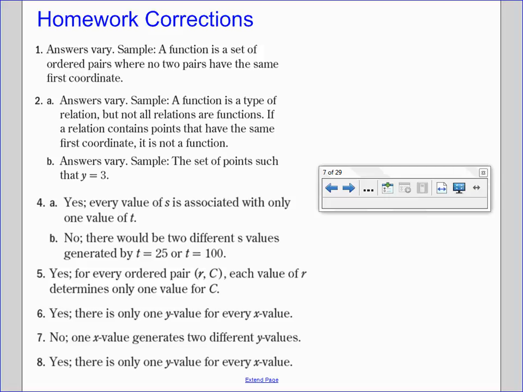So a function is, like our Bellwork number 1, a set of ordered pairs where no two pairs have the same first coordinate. A function is a type of relation, so all functions are relations, but not all relations are functions. For A, yes, it's a function. Every value of S is associated with only one value of T. B, no. There'd be two different S values generated by T is 25 or T equals 100. 5, yes, it's a function. 6, yes, it's a function. 7, no, not a function. 8, yes, it's a function.